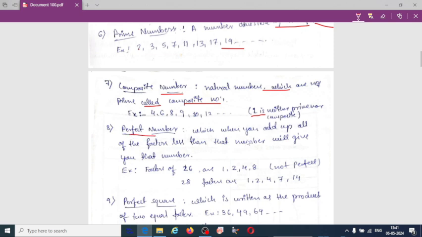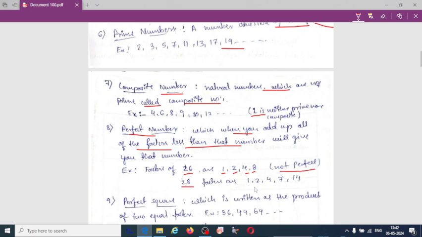Perfect number. As the name indicates, these numbers are formed when you add up all the factors less than that number. Let us take one example: 16 is divisible by 1, 2, 4, 8. If you add all these numbers, 8 plus 4 is 12, 12 plus 2 is 14, plus 1 is 15. You get 15, which is less than 16, so it is not a perfect number.